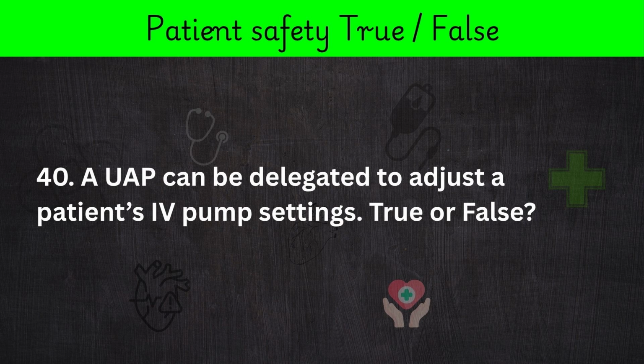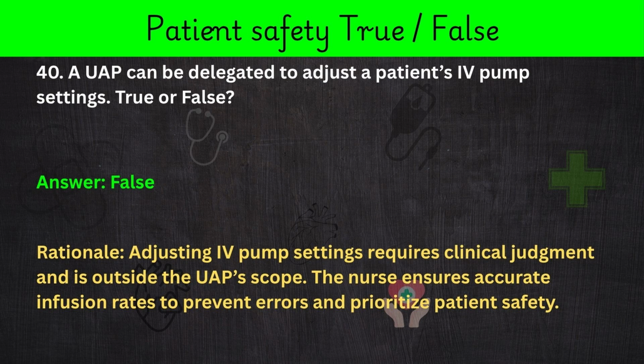40. A UAP can be delegated to adjust a patient's IV pump settings. True or false? Answer: false. Rationale: Adjusting IV pump settings requires clinical judgment and is outside the UAP scope. The nurse ensures accurate infusion rates to prevent errors and prioritize patient safety.